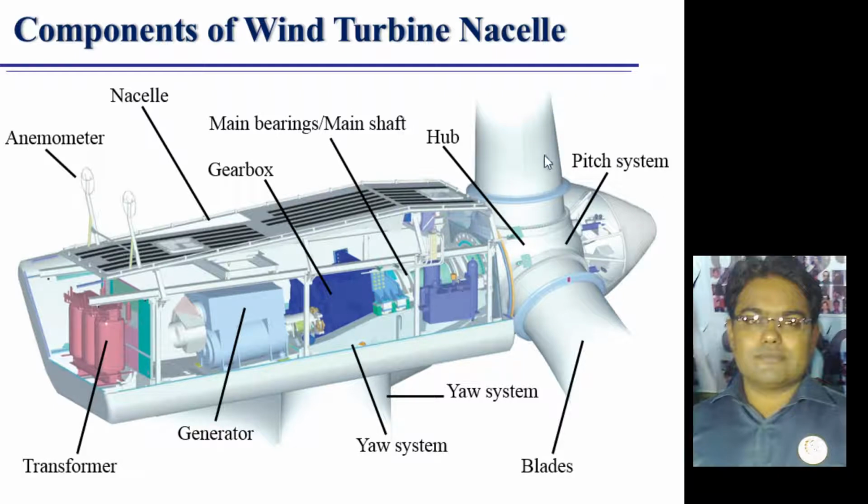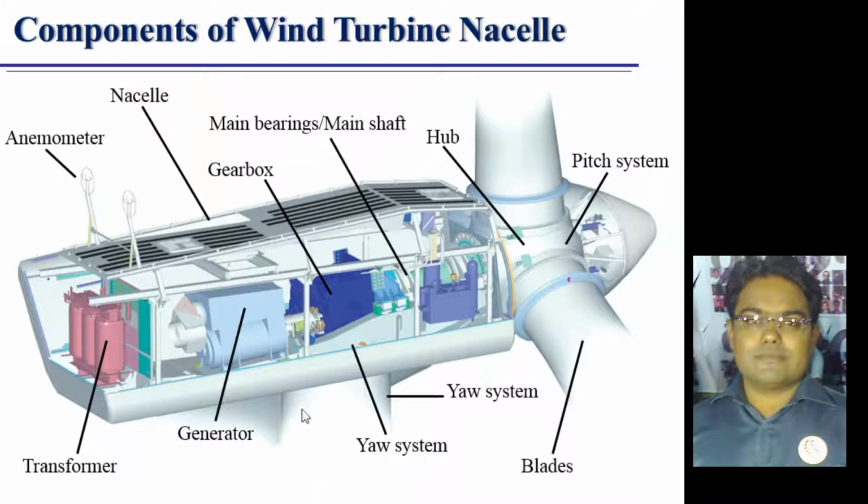These are the blades, which are attached to the hub. This is the pitch system, and this complete attachment point is known as the hub. And these are the blades. This vertical pole kind of structure is known as the yaw system, about which it can rotate.